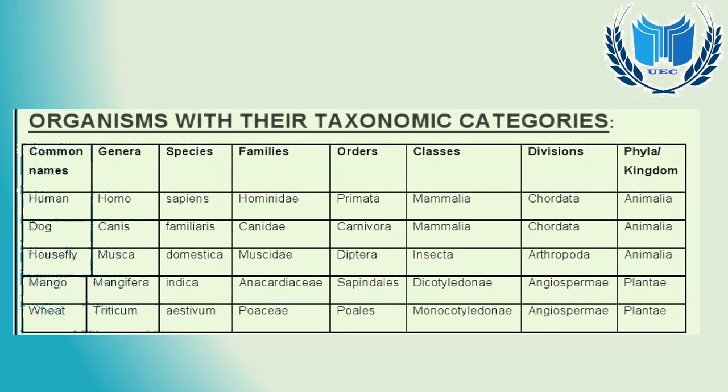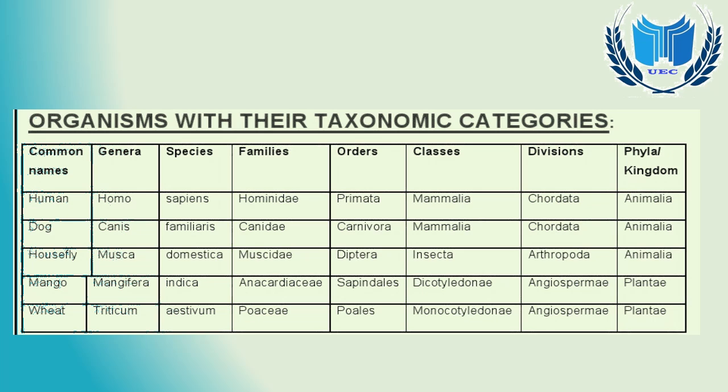Another example is the dog. The dog's genus name is Canis, then species is familiaris, family is Canidae, and order is Carnivora. I hope you are aware of the word carnivorous. Who are carnivorous? They only eat flesh. Clear? They are called carnivores. So dogs come under the order Carnivora. Then the class is Mammalia, division is Chordata, and the kingdom is Animalia.